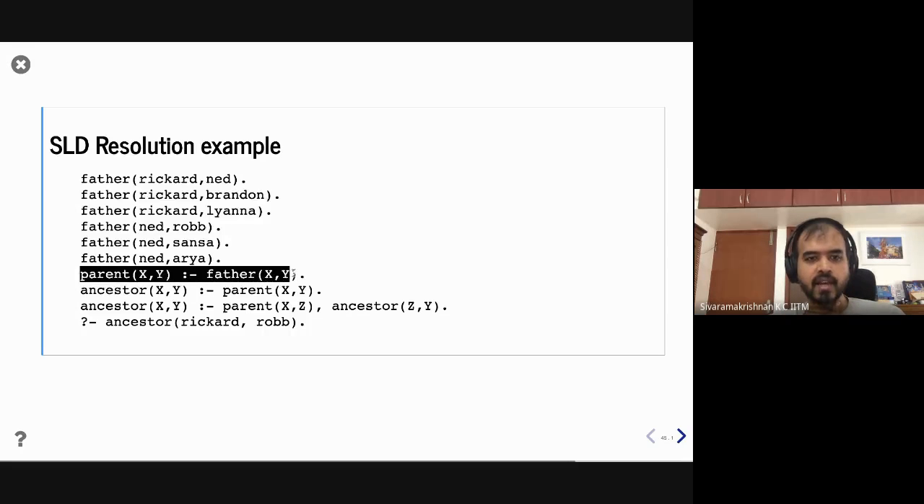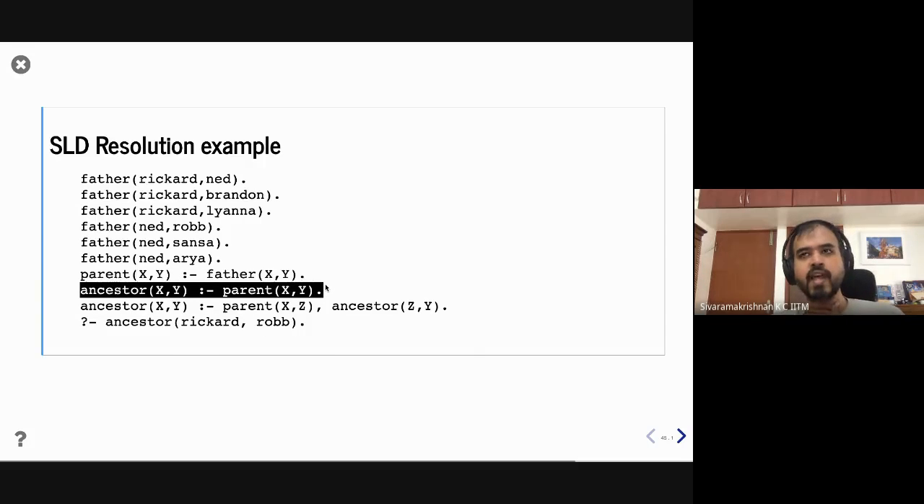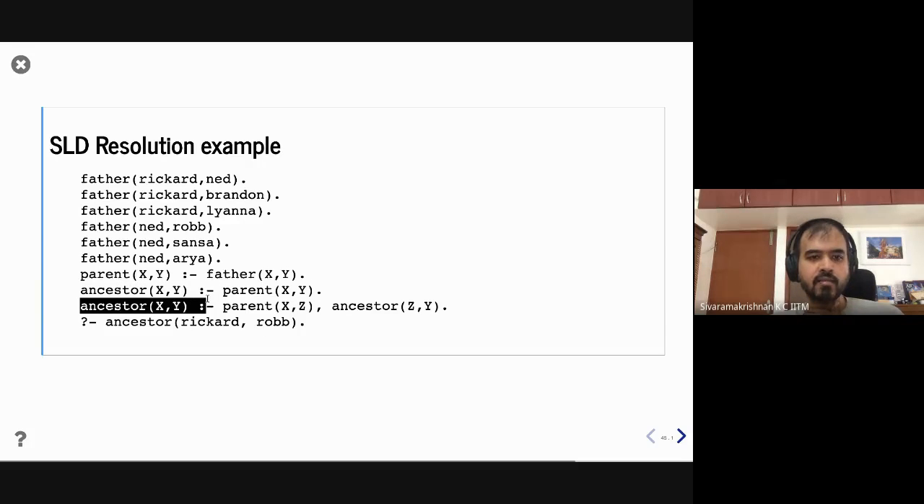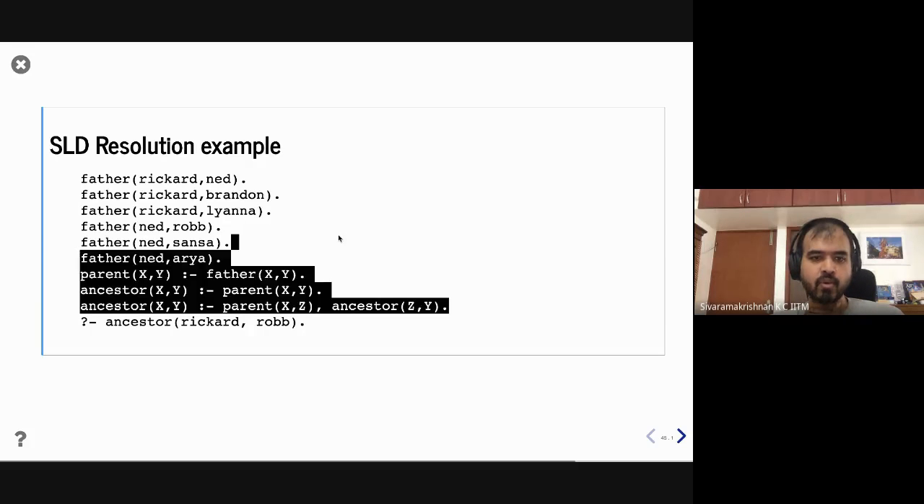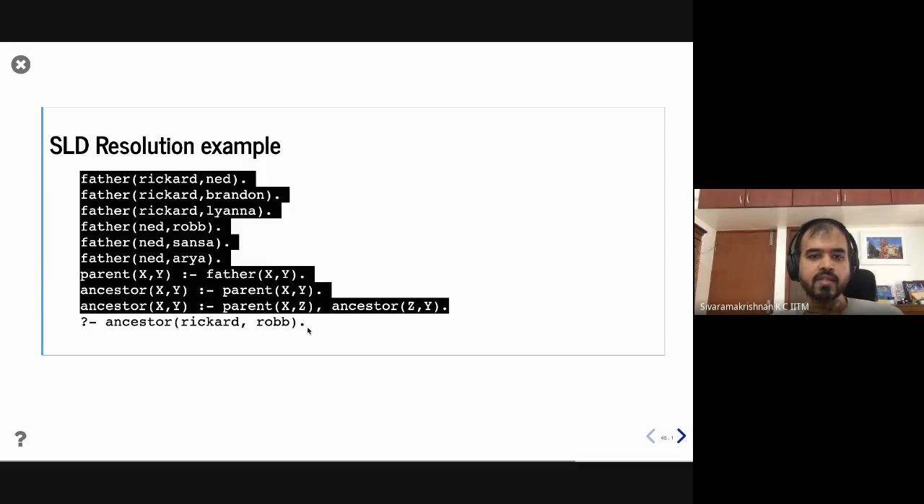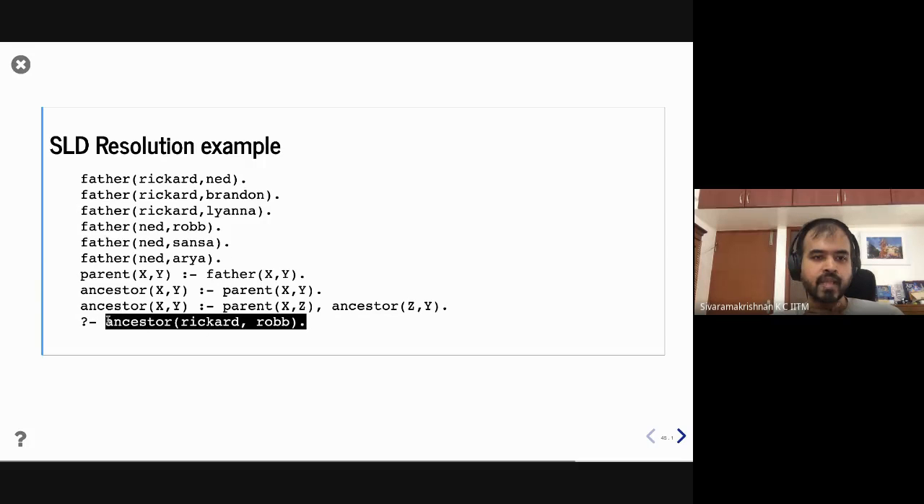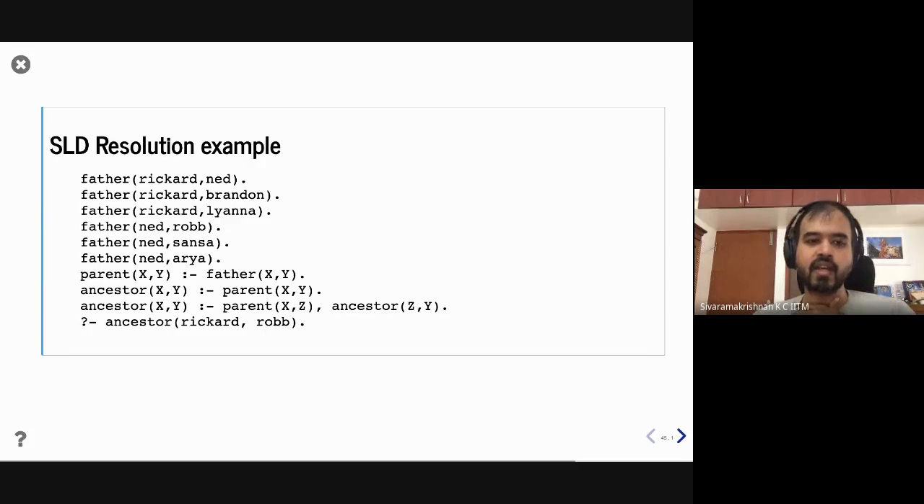We have the parent relationship: X is a parent of Y if X is a father of Y, and then we have the ancestor relationships. We have two rules for ancestors: a direct ancestor, who is a parent, and then an ancestor with multiple hops. Given these Prolog facts and rules, I'm going to try to answer the query: is Rickard the ancestor of Rob? I'm going to apply SLD resolution from first principles, and I'm going to try to convince you that this is a reasonable thing to do.